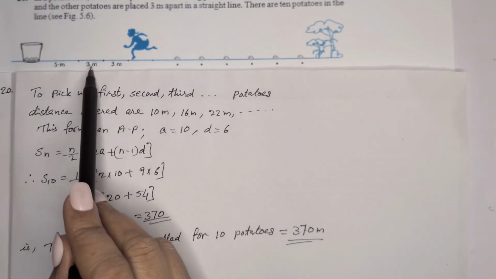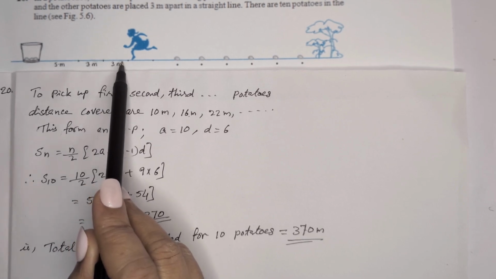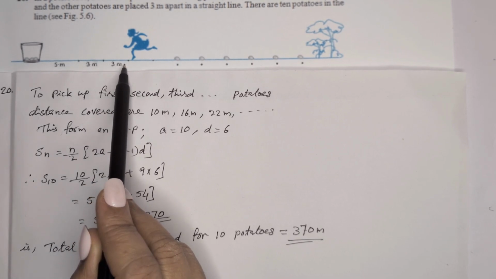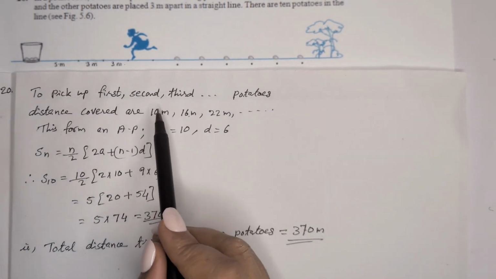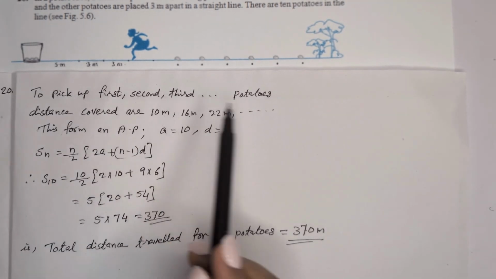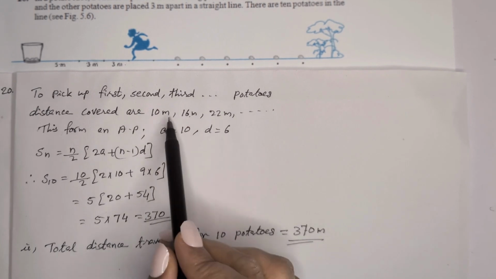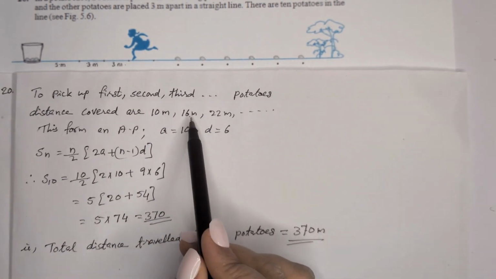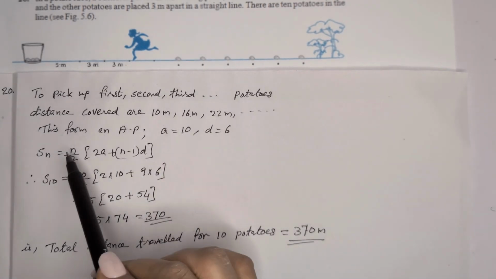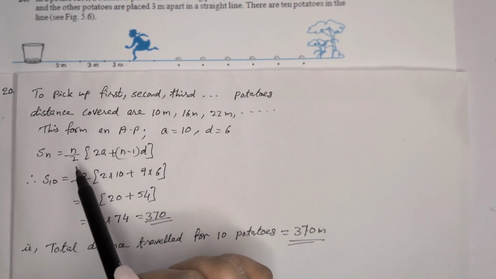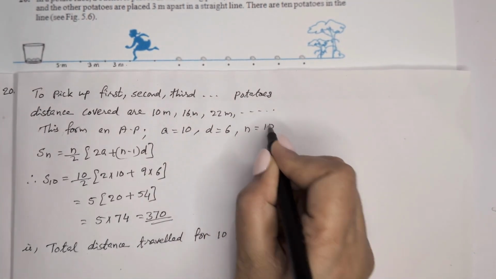Next, 5 plus 3, 8, 8 plus 3, 11. To take the third potato, 11 meter to one side to pick and 11 meter to put in the bucket. So 22. So we are getting the distance multiplied by 2, to and fro. That is 10 meter, 16 meter, 22 meter, and so on. This is in AP form. Here the first term is 10, the common difference is 16 minus 10, that is 6. And Sn, we can put the value here, 10 potatoes, so n is equal to 10.